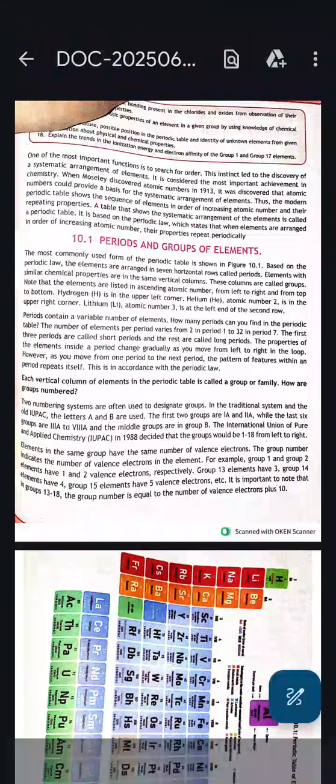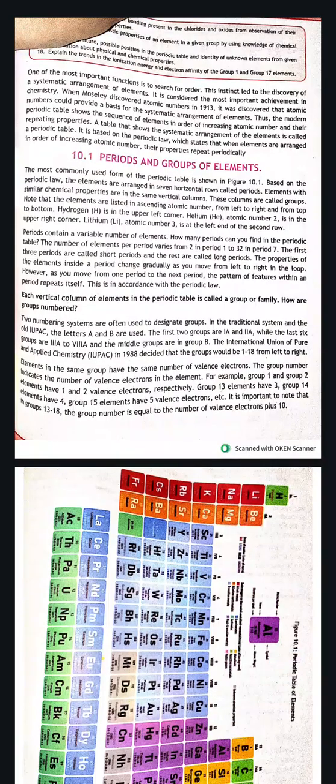Hydrogen is in the upper left corner. Helium has atomic number 2. It is in the upper right corner. Lithium has atomic number 3. It is at the left end of the second row. Periods contain a variable number of elements. How many periods can you find in the periodic table?